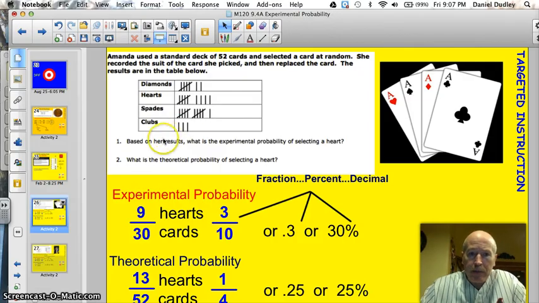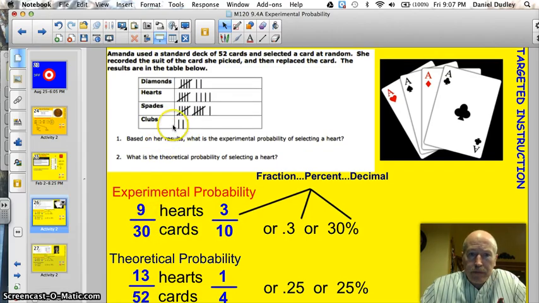So here's what happened. Based upon the results in this table above here, what was the experimental probability of selecting a heart? All right, so I had a total of 30 of these. She picked 30 times.